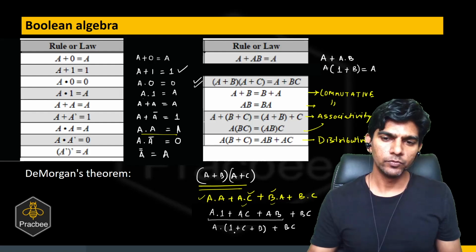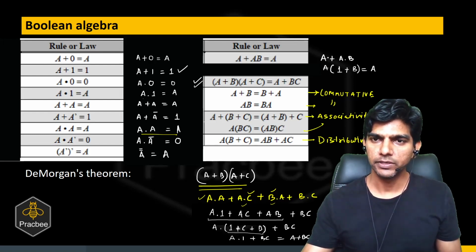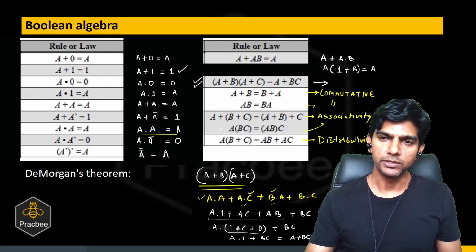So if we have 1 plus C plus B, and one of the inputs is 1 in addition, then this entire value is 1. So it will be A times 1 plus BC, which comes out to be A plus BC. Can you see this result? So that's why it is A plus BC.